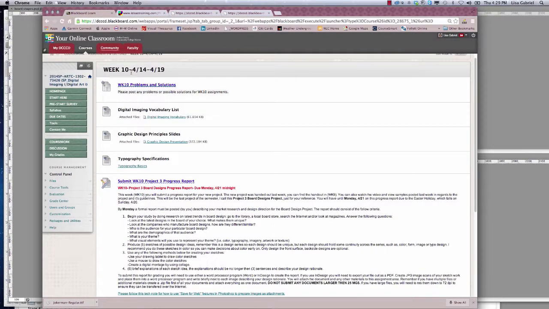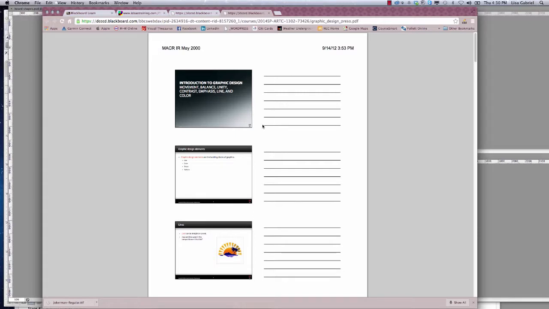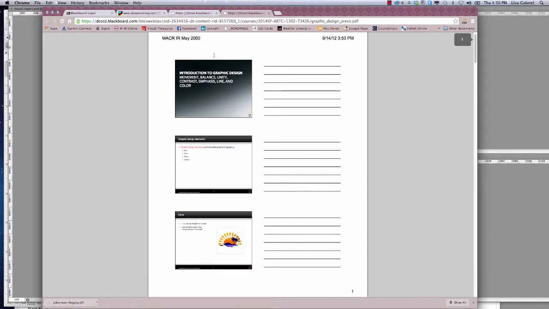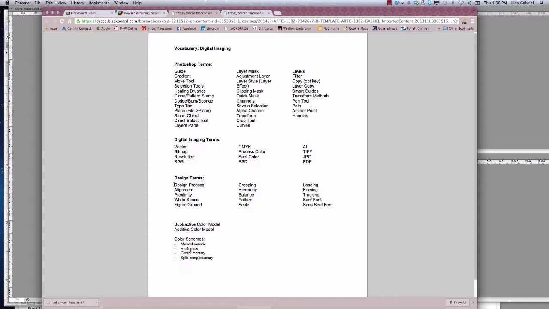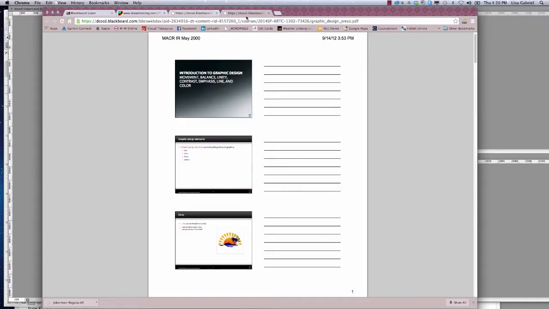Also, in your week 10, I have provided you with some other handouts that might be handy as you're doing your research on looking up your vocabulary terms. For instance, I've given you a handout on design principles. There are some terms in the vocabulary list here about design terms, and you might find some of those terms in the design principles handout. You might also find this information handy for designing your board designs as well. So this is in two ways going to be helpful for you.